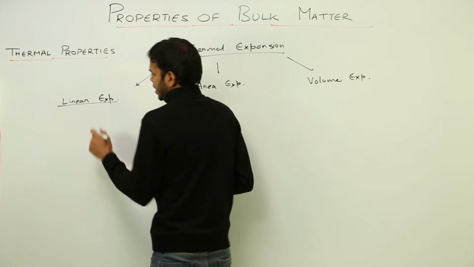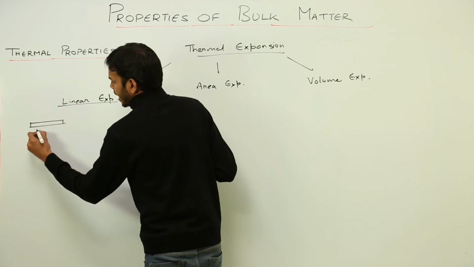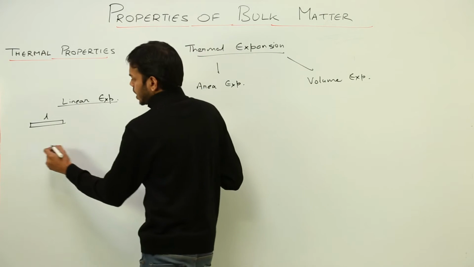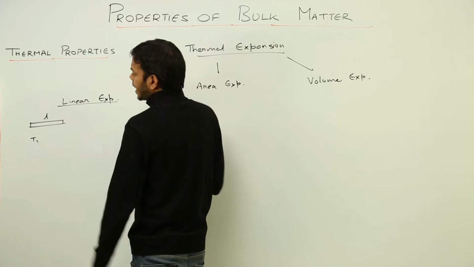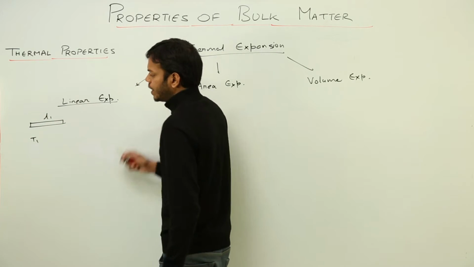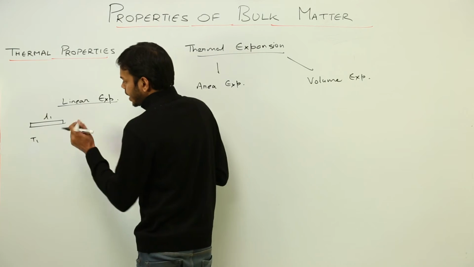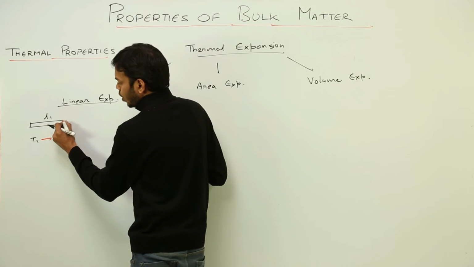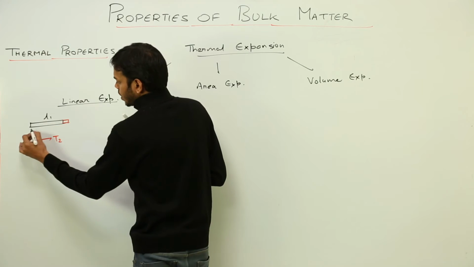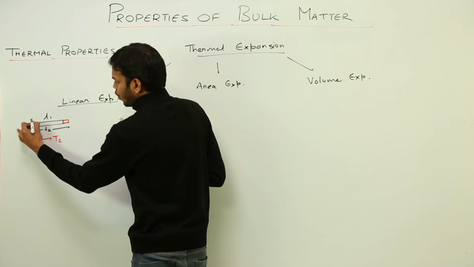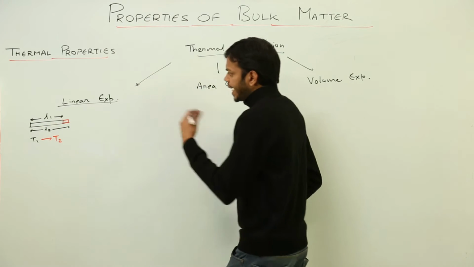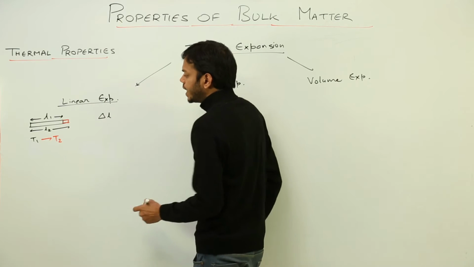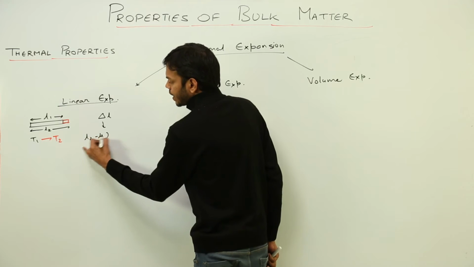Now, linear expansion means, suppose there is a rod of length L. Suppose initial length is L1, initial temperature is T1. Now after giving heat, or increasing its temperature from T1 to T2, the length got increased from L1 to L2. This much length has increased. So it has been observed from experiments that the change in length, delta L, which is L2 minus L1, right?